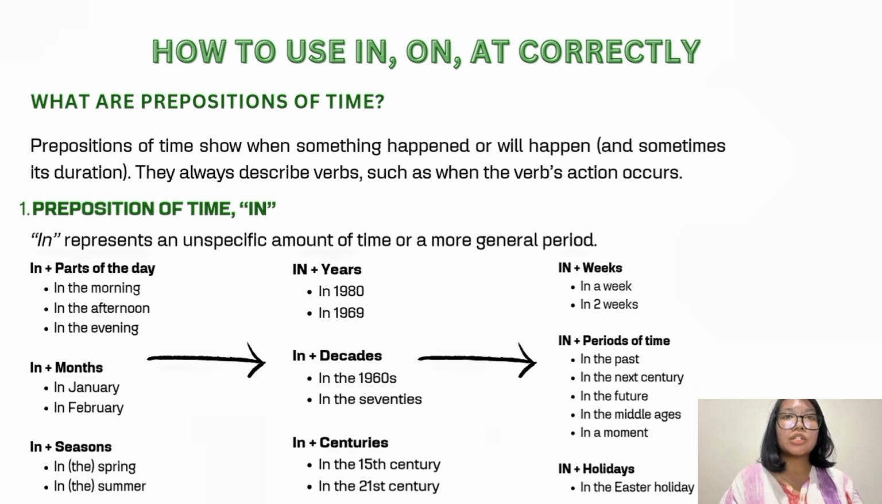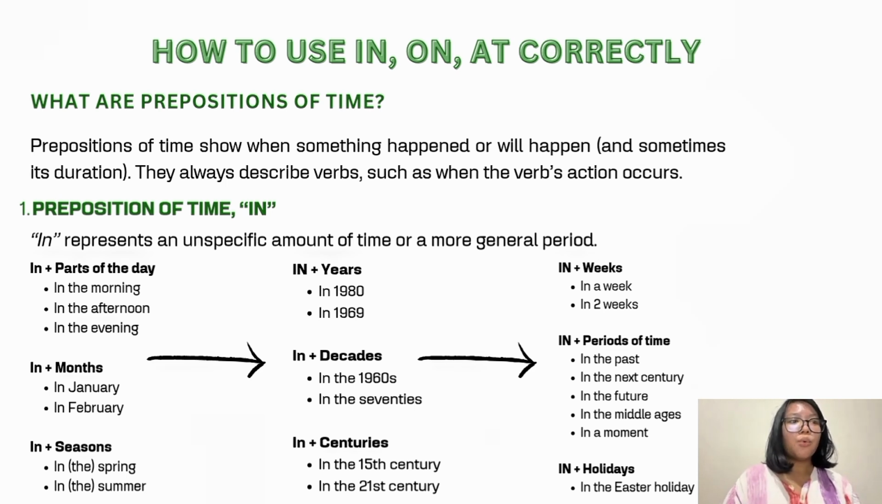One: preposition of time in represents an unspecific amount of time or a more general period. In plus parts of the day: in the morning, in the afternoon, in the evening. In plus months: in January, in February. In plus seasons: in the spring, in the summer. In plus years: in 1980, in 1969.